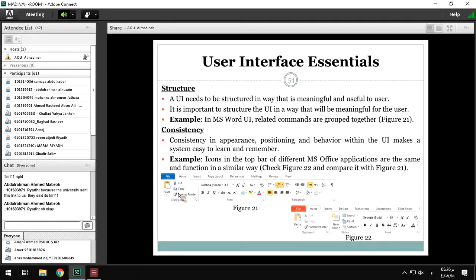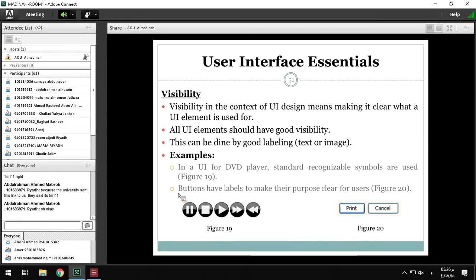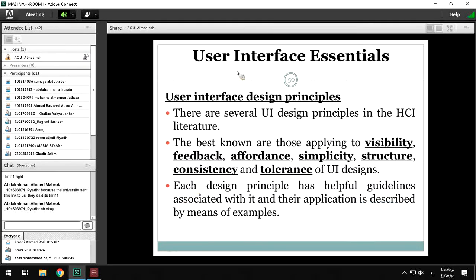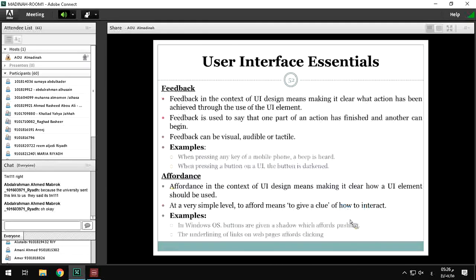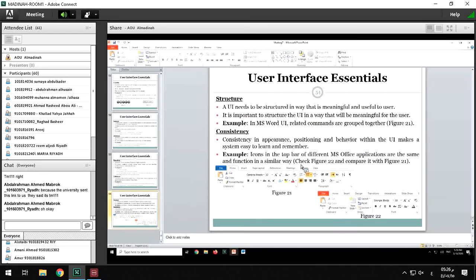So these are all the seven principles of the user interface. These are very important principles, as I told you. You have the visibility, feedback, affordance, simplicity, structure, consistency, and tolerance. So in the exam, any two, three, four, or a list of them can be asked in the exam for you. And it can be in the final exam. Okay, so this is all about what we have in meeting number 7.